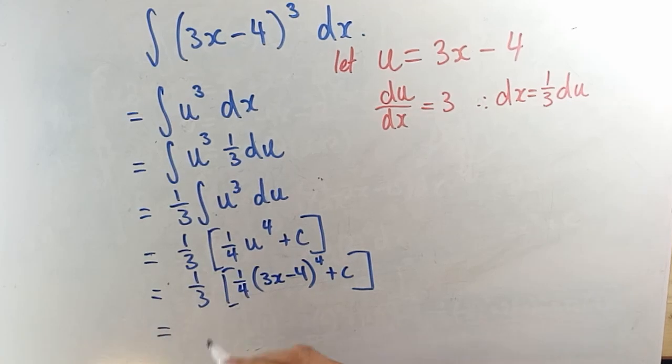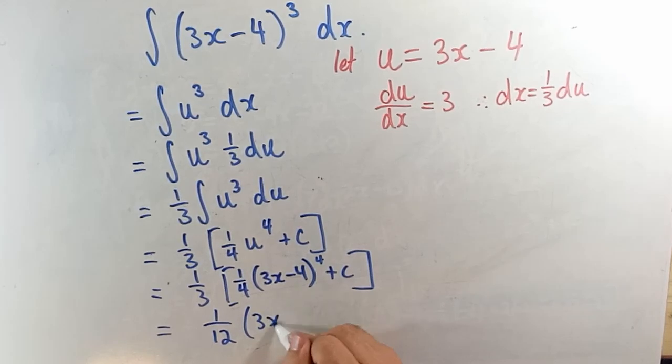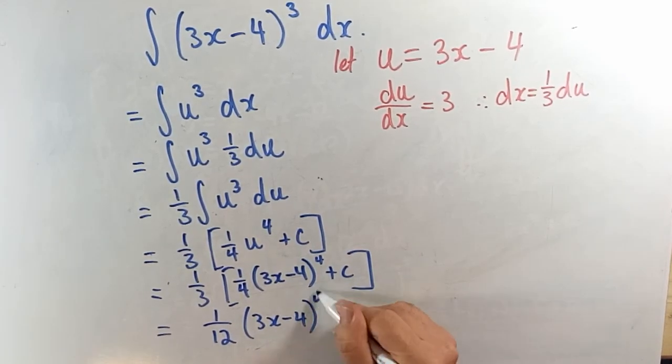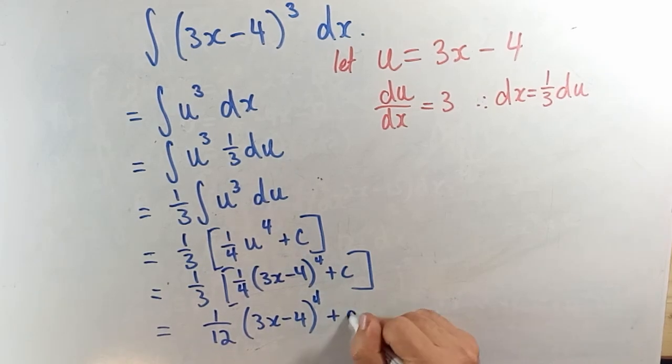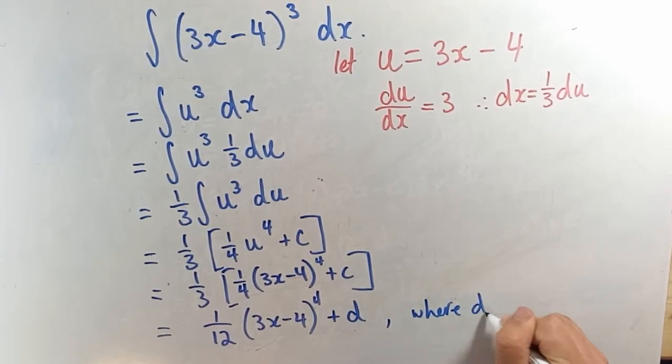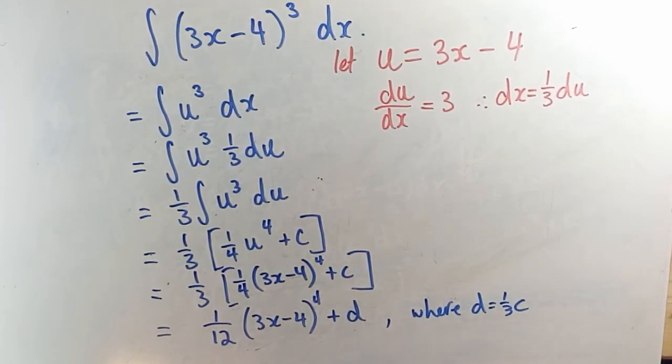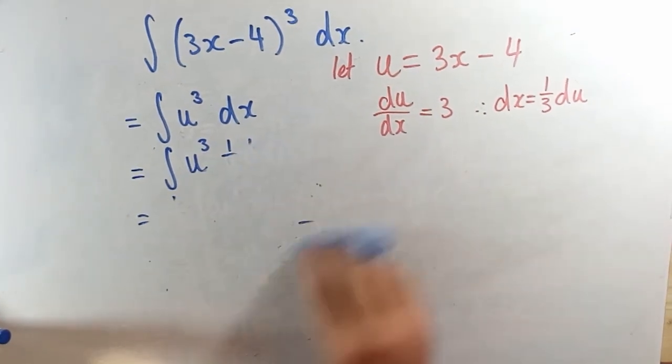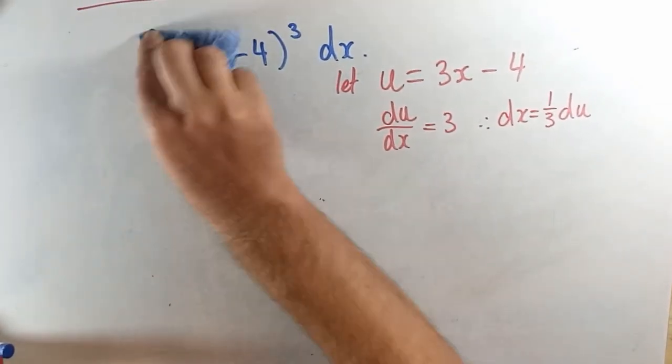And if I wanted to expand this bracket out, I could go, well, that's 1/12 of 3x minus 4 to the 4 plus 1/3 of c. So we'll call that d, where d is equal to 1/3 of c. Okay, and we're done. All right, very good. That's my first example. I did all the steps there, hopefully that makes sense. We're going to repeat the process a number of times. So let's have a go at another one.